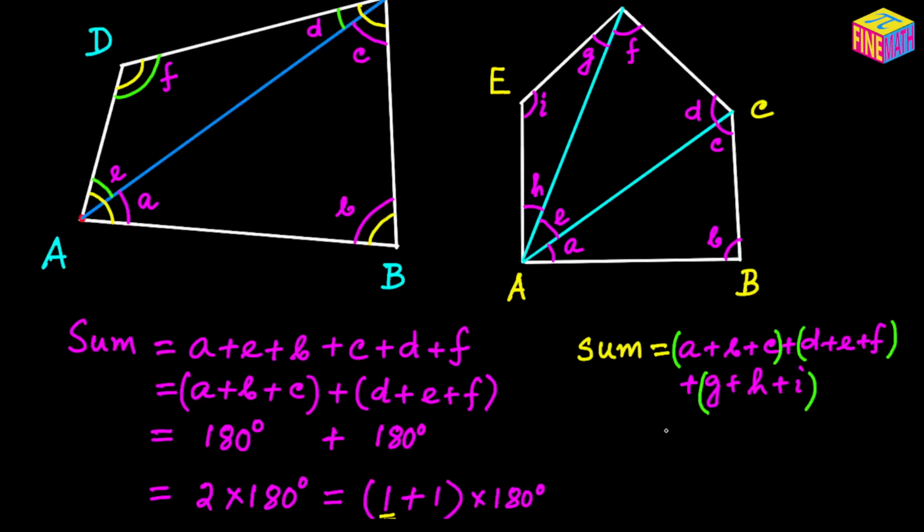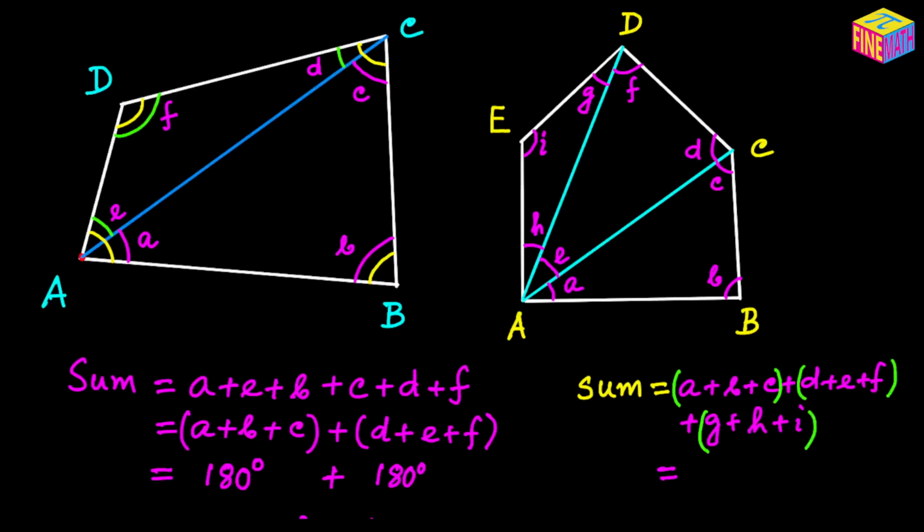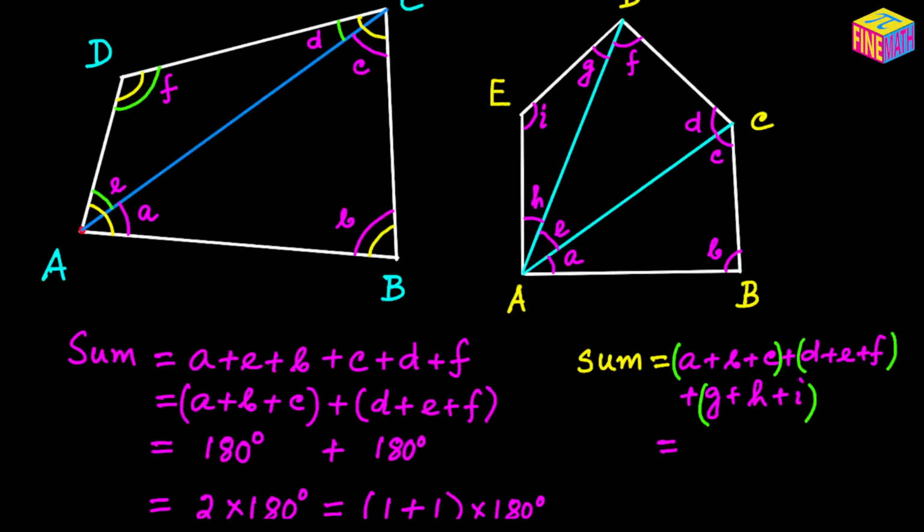And if you think about it, they are actually the sums of the interior angles of these little triangles that we have created. So for example, a plus b plus c would be the sum of the interior angles of the triangle ABC, and the sum d plus e plus f would be the sum of the interior angles of the triangle ACD. And similarly the sum g plus h plus i would be the sum of the interior angles of the little triangle ADE. That means each of these groups within the parentheses will be equal to 180 degrees. So we are going to get 3 of the 180 degrees.